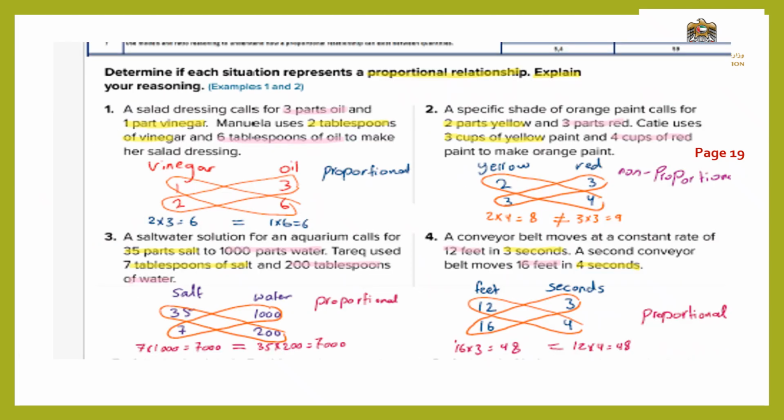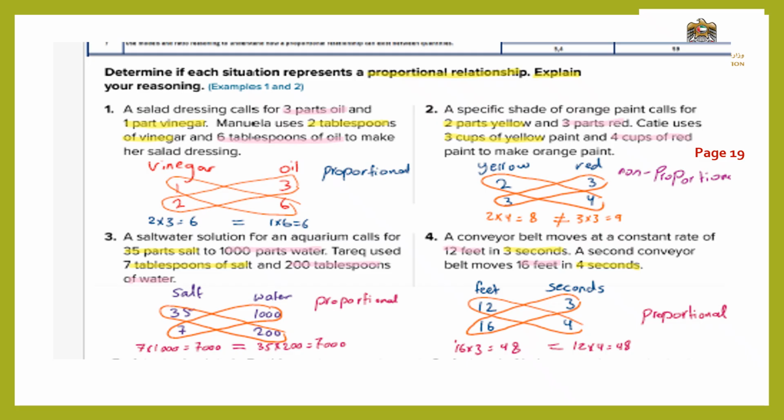Another one is about the proportional relationship, finding the proportion. Here a salad dressing was made with 3 parts oil and 1 part vinegar. So we will have two headings, oil and vinegar. Oil is 3 parts, vinegar is 1 part. Then 2 tablespoons of vinegar and 6 tablespoons of oil makes her salad dressing. We have to check whether it is proportional or not.